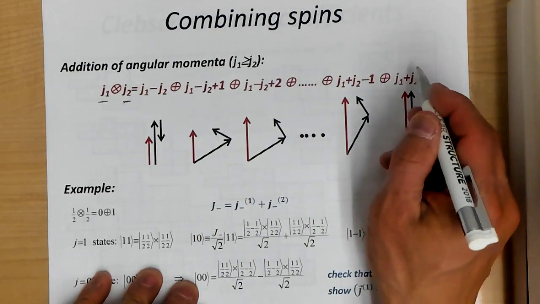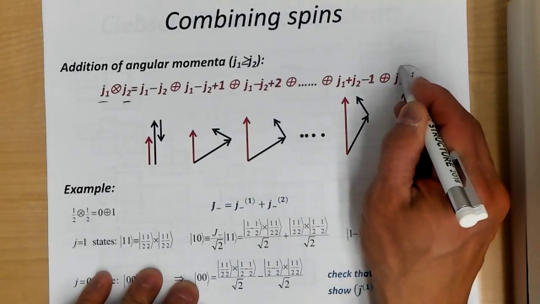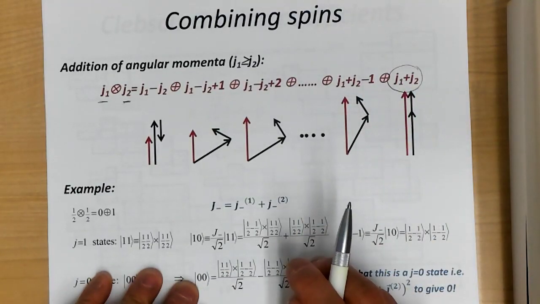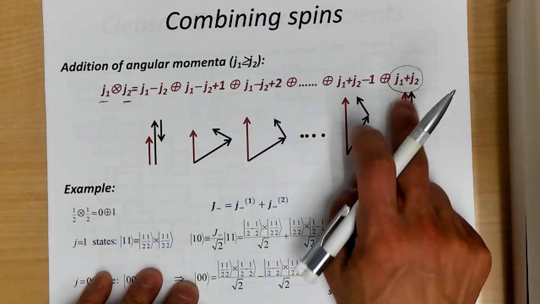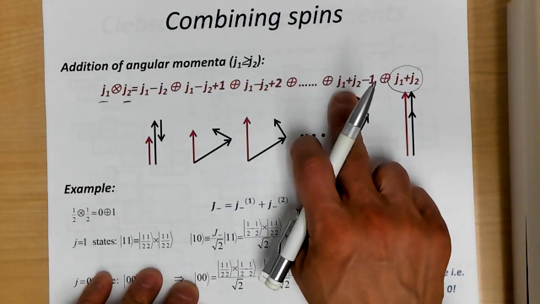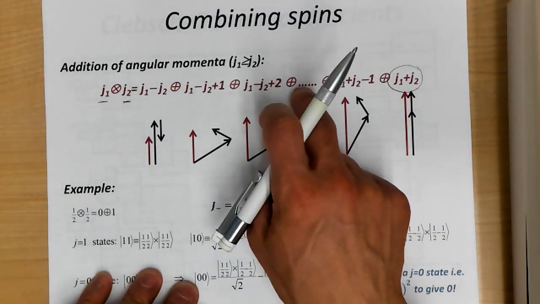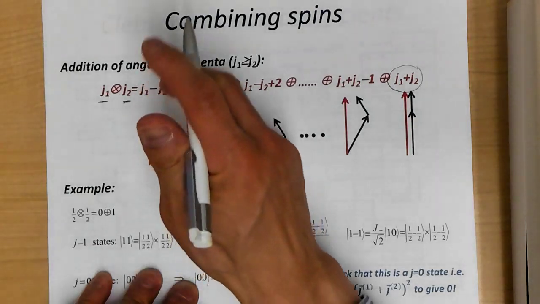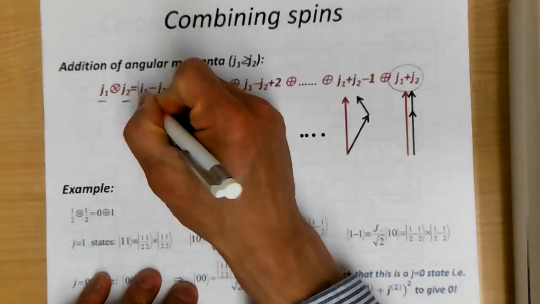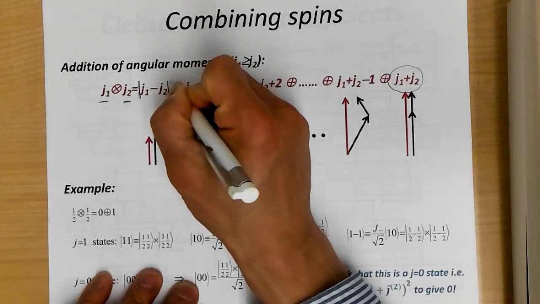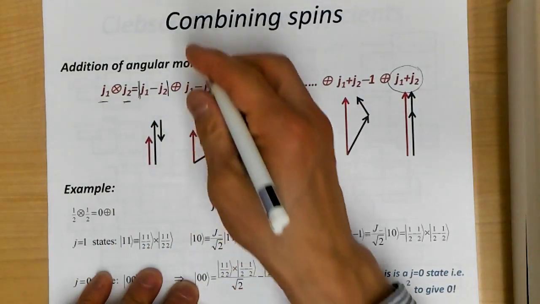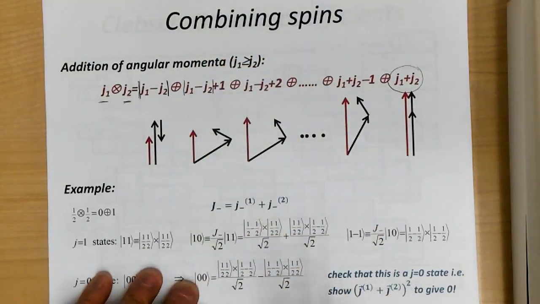In particular, we said that we start off with the largest possible spin being J1 plus J2. Then we can drop down to J1 plus J2 minus 1. And then we can keep going down by ones until we get to J1 minus J2. Technically, you should have an absolute value here. Okay.